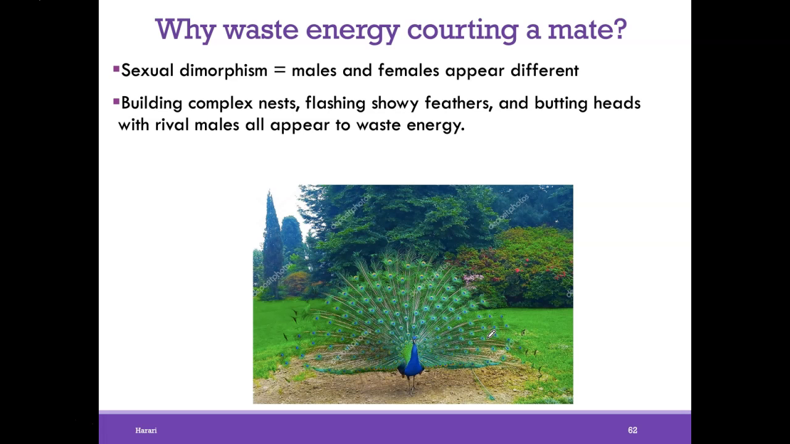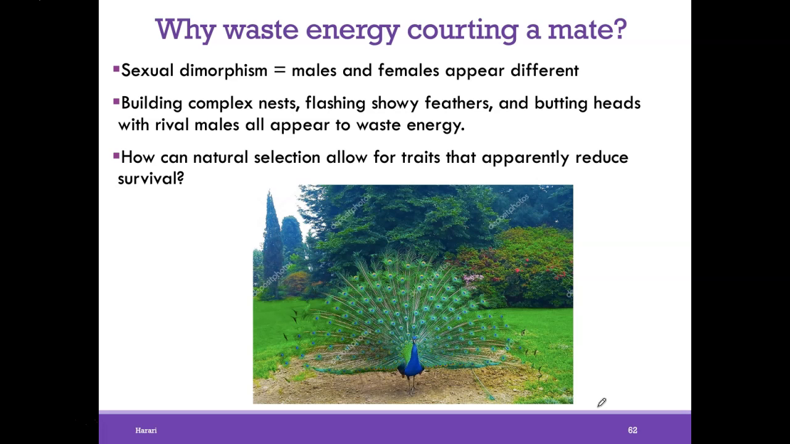All of these seem to counteract and go against what we just learned about natural selection. Because you would think that the showiest bird might be eaten by a predator. Or if you spend so much time building a complex nest, you won't be able to take care of your young. So how can natural selection allow for these traits that apparently reduce survival?